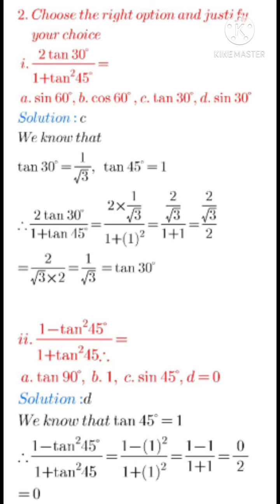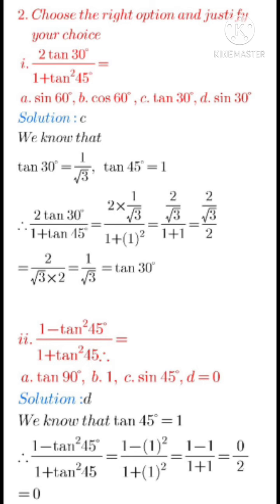We know that tan 30 is equal to 1 by root 3 and tan 45 is equal to 1, and if we substitute in the given question, 2 tan 30 by 1 plus tan square 45, that is equal to 2 into 1 by root 3 by 1 plus 1 whole square, that is equal to 2 by root 3 by 1 plus 1, which is equal to 2 by root 3 by 2. Therefore that is 2 by root 3 into 2. So 2 and 2 get cancelled and the answer is 1 by root 3, and 1 by root 3 is nothing but tan 30.